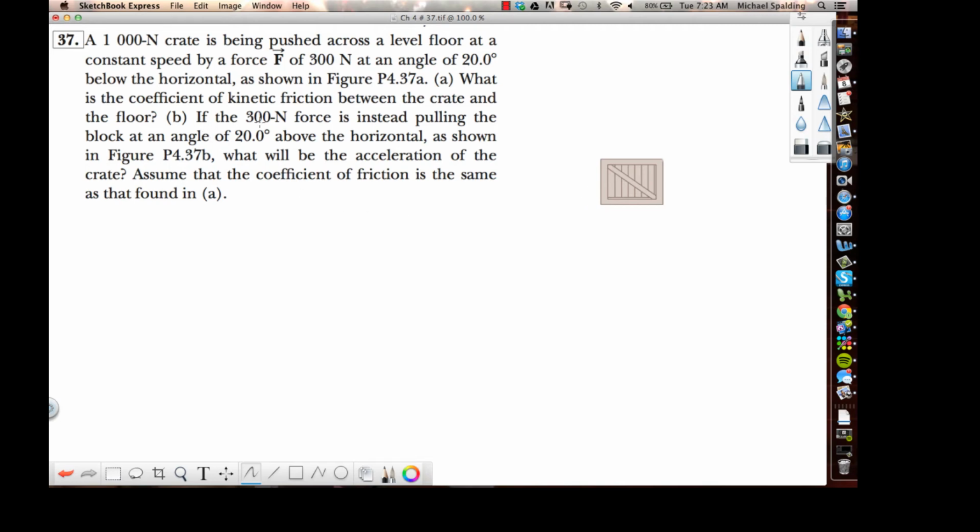So part B says if the 300 Newton force is instead pulling the block at an angle of 20 degrees above the horizontal, what does above the horizontal mean? The vector points which way? So here's the horizontal. Above the horizontal, what does below the horizontal mean? Below the horizontal means the vector points that way. Okay? So the 300 Newton force is being applied this way.